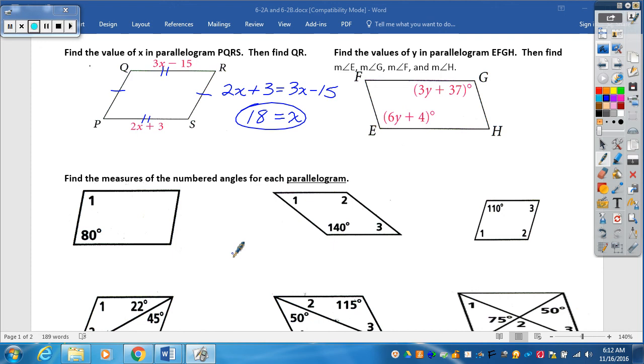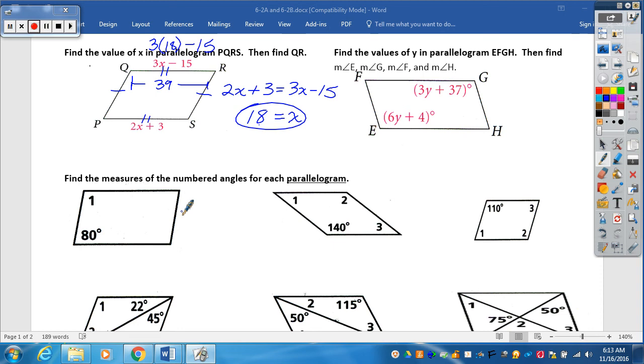Now it does say find the length of QR, and I think you guys are doing a real good job with this, substituting this back in. If I do that, 3 times 18 minus 15, let's see, 3 times 18, 54 minus 15, 39. So the length of QR right here would be 39 units, whatever that unit would be. Okay, so that's how you would set that one up.